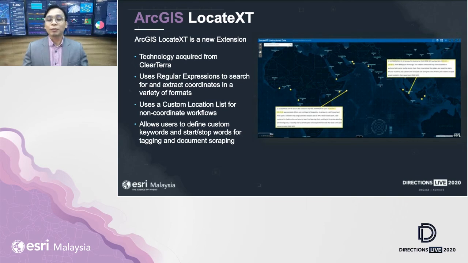You can also use custom location lists, so I could put in the name of a town and find that in the document. I could also scrape a document, for instance, perhaps the report start, stop, or break, and be able to find information in there, extract it, and visualize it for me. LocateXT includes a geoprocessing toolbox to use in ModelBuilder and automated workflows. You can automatically extract data to geodatabase feature classes, feature services, shapefiles, and KML.